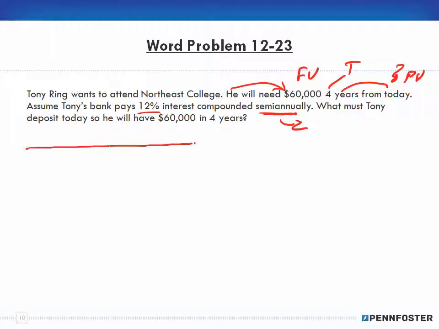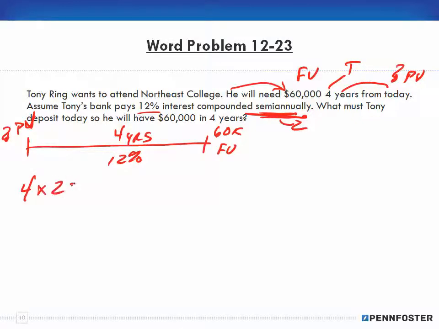If I draw the timeline real quick, it's saying he needs $60,000 in the future. We don't know how much is the present value. And this is over 4 years, at 12% interest, compounded semi-annually. So 4 years compounded semi-annually, we multiply that by 2, we get 8 periods, and if it's at 12%, we divide that by 2, and we get 6%.